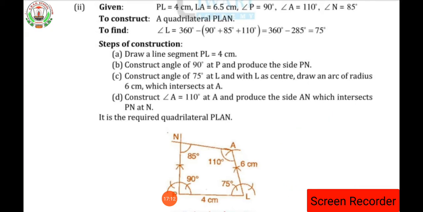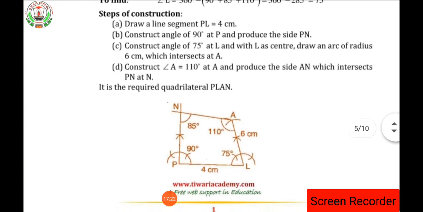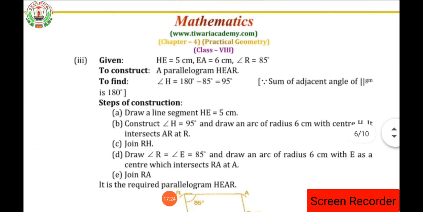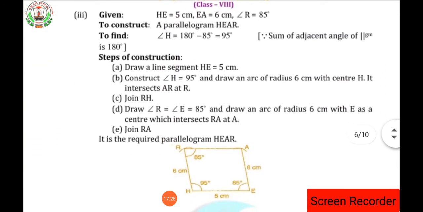Clear? Then the last step is to join the lines. So PLAN is the required quadrilateral for this. Clear everyone? After that, let's see the next question.